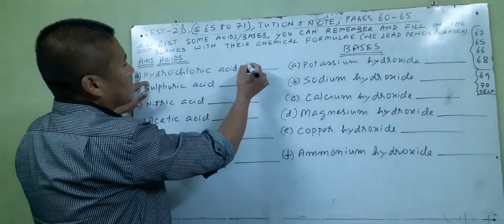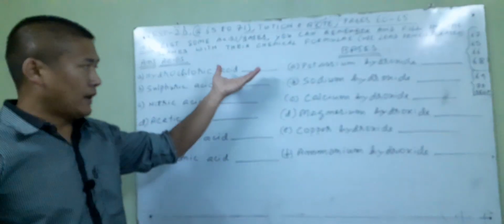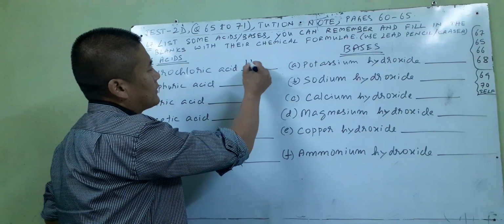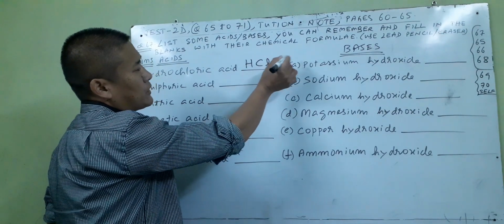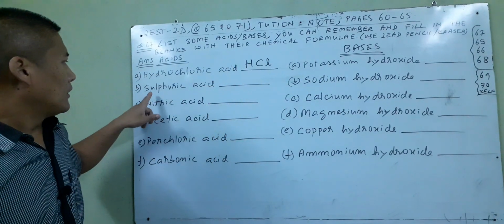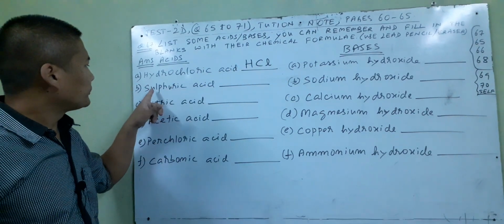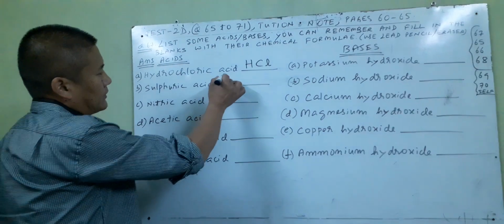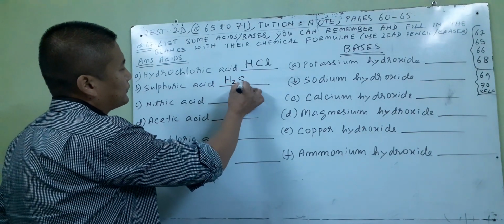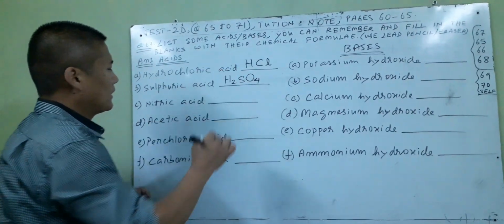Hydrochloric acid has the same chemical formula as that of hydrogen chloride gas, which, you remember from your starter, is H plus and Cl minus, so valency 1, that's it. Now usually we put aq at the back, but that's okay for the formula. Sulfuric acid is H2SO4. Follow me and just fill up.